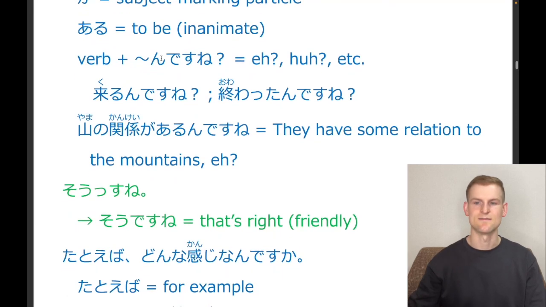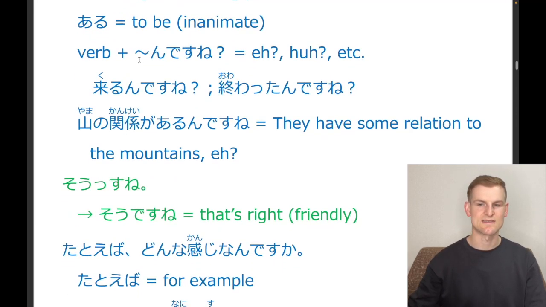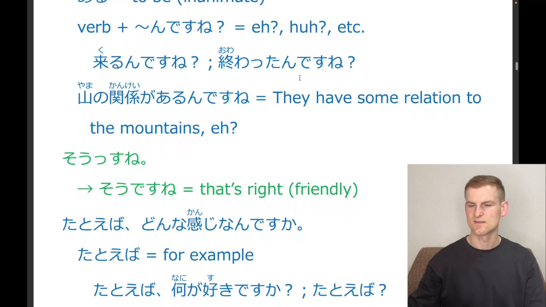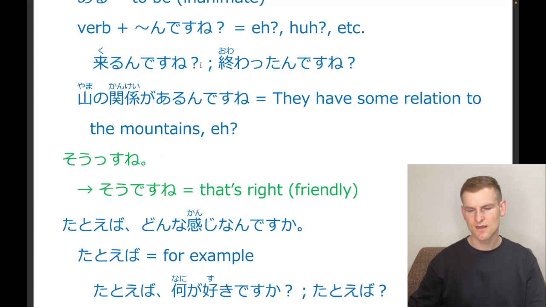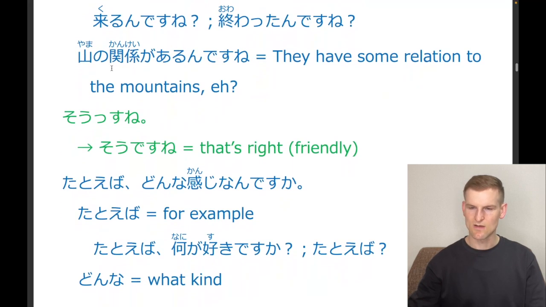Okay, then we have verb plus んですね. So earlier we looked at noun plus なんですね. It's very, very similar to that, but now we just use a verb, and it has the same meaning. So, for example, 来るんですね. Oh, you're coming, huh? So the verb 来る, once again, to come. 来るんですね. 終わったんですね. Oh, you're finished, eh? Something like that. Okay, so 山の関係があるんですね. So they have some relation to the mountains, eh? So I'm picking up on the fact that the name of the dog has mountain in it, and I'm asking more about that.